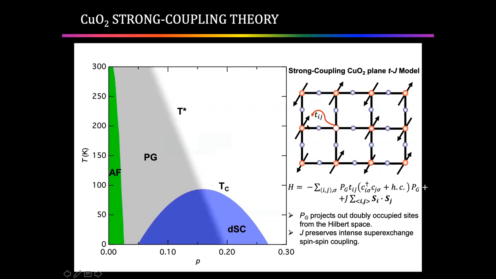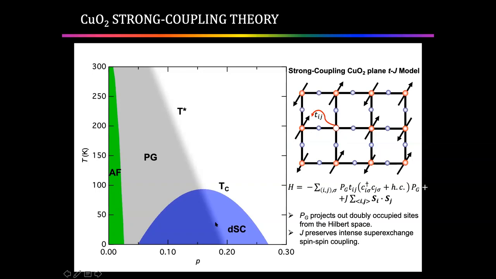This Hamiltonian is called the TJ model. It's not solvable analytically, but it is solvable numerically. You have to project out every time an electron tries to doubly occupy a site. And you have to maintain the intense superexchange magnetic energy without forming an antiferromagnet. But when you solve that problem, you often find the solution is a D-wave superconductor.